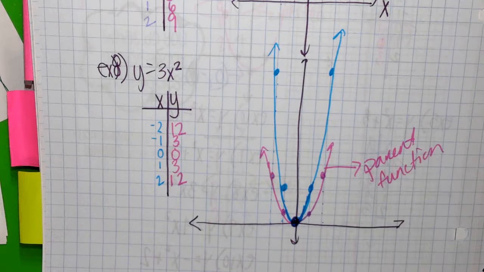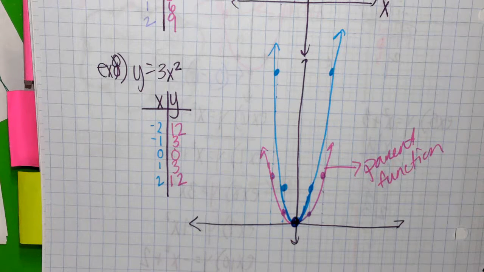How do you think we could make it wider? Minus moved it down. Adding, subtracting. Adding moved it up, right?